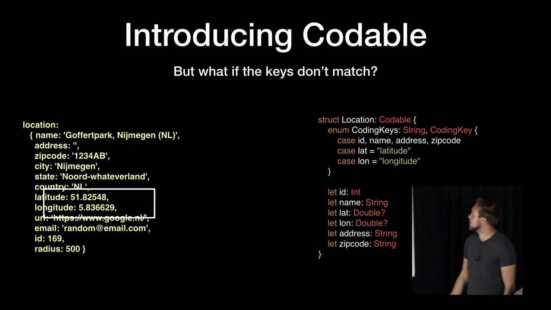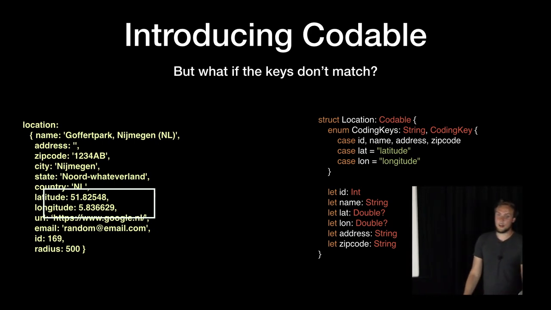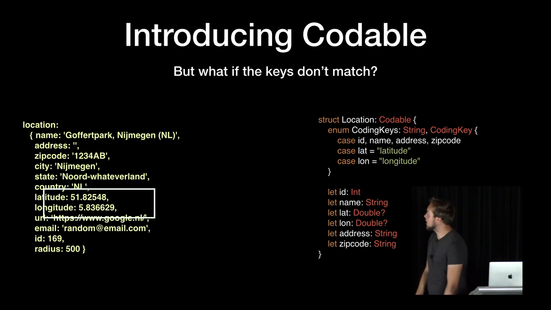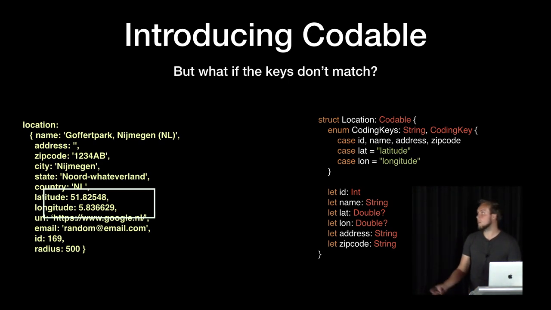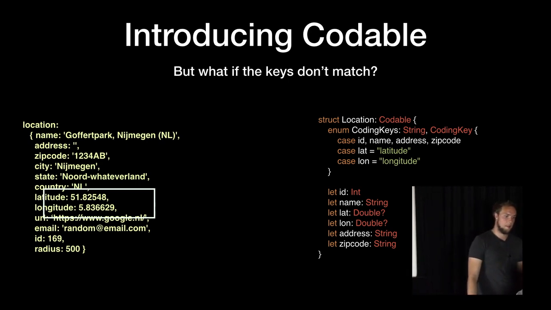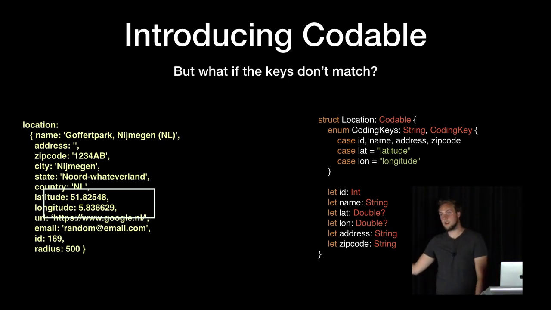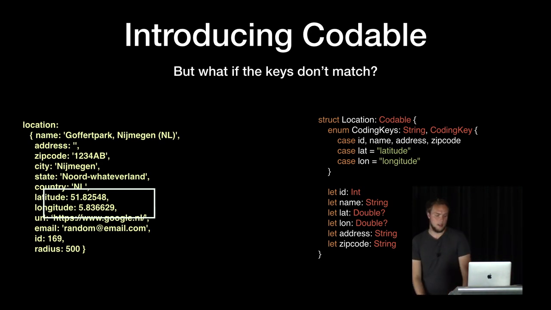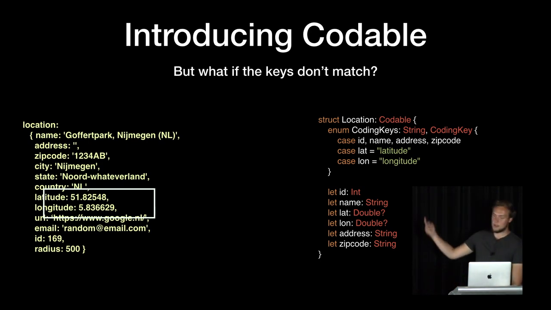You just define your coding keys, which is a nested enum on your Codable object. CodingKeys is of type String, and it conforms to the CodingKey protocol. That's how the decoder knows what to do. If you want to use the default, just list all the default things in a single case, separate them by a comma. But if you want to do something different, like in our case, where latitude should be lat and longitude should be long, you just give it the value of whatever it is in your JSON. This is really useful, mostly in the case where JSON is always snake cased, like something underscore something, and Swift is always camel cased. You need to map it somehow. This is how you can map that.